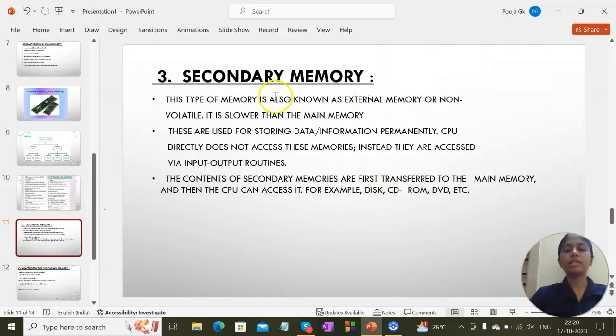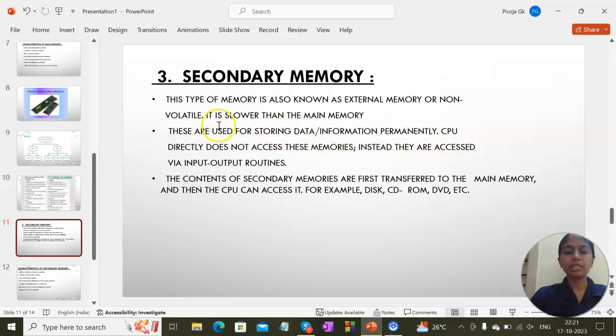And next one is secondary memory. This type of memory is also known as external memory, and it is non-volatile in nature. When the power is turned off, the data will not be erased. It is slower than the main memory, and it is used for storing data and information permanently.